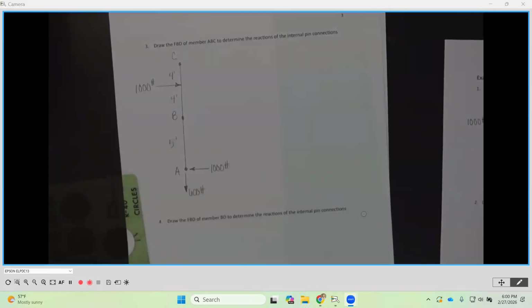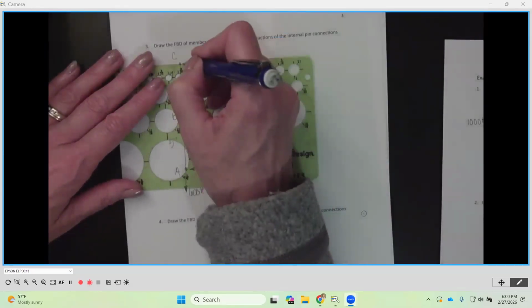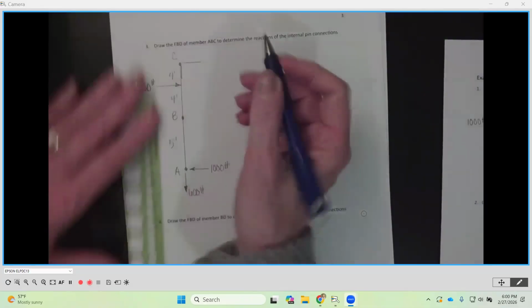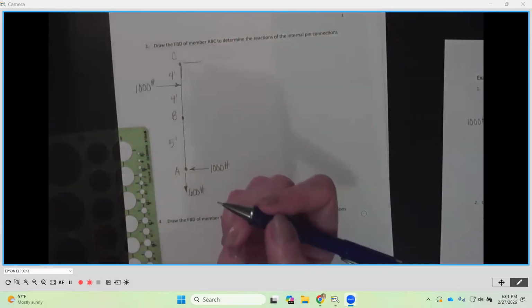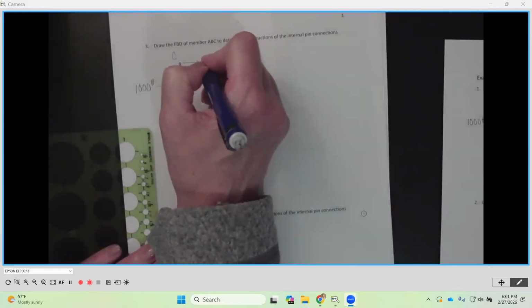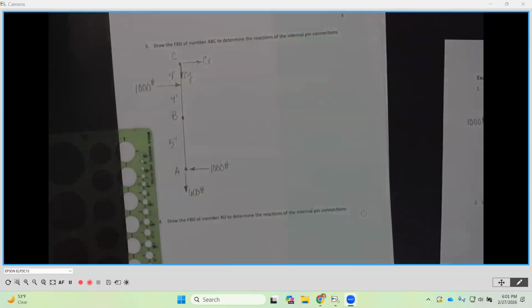Now what we want to do is represent the pin reaction. Just like a pin reaction at a support, an internal pin is also going to have an X and a Y value. So at C here, we're just going to assume a direction. We're going to show this as CX and we're going to show it as CY. I just offset it from the line a little bit so we could see it. Whether you show it up or down or left or right really doesn't matter. I'm going to show my CX going to the right, and I'm going to put my CY going down, no other reason than I'm just putting it on.